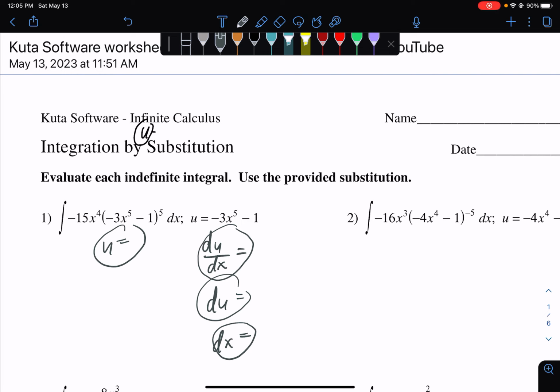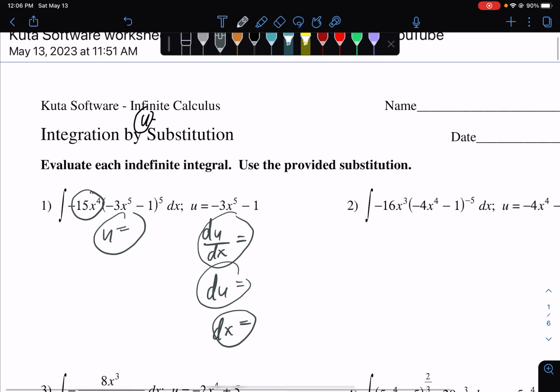I think this isn't exactly stated in math textbooks, but whatever term is within a parenthesis, that's usually the u value, or any term with an exponent that's the highest among everything else. So this won't be our u because it's just x raised to 4. There's a higher thing. We have x raised to 5. Therefore, for number 1, we have negative 3x raised to 5 minus 1. That's going to be our u.